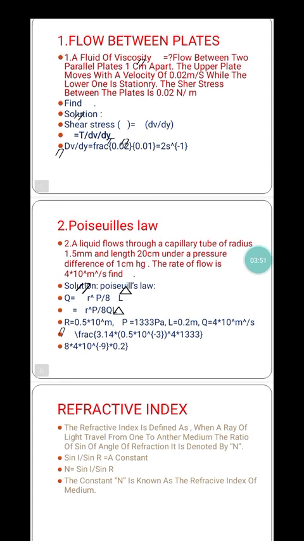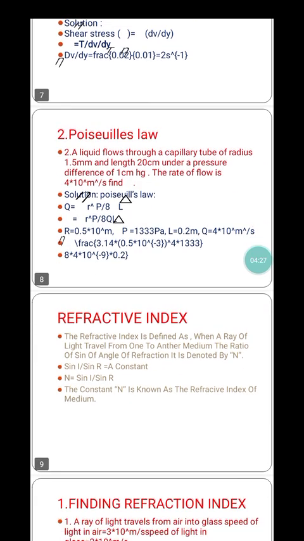Find eta. Solution: shear stress equals eta into dV divided by dy, so eta equals T divided by dV/dy. dV divided by dy equals 0.02 into 0.01, equals 2 power minus 1. Eta equals minus 1.